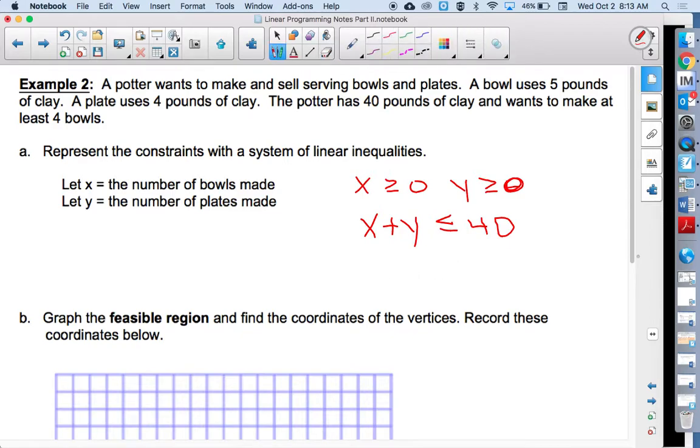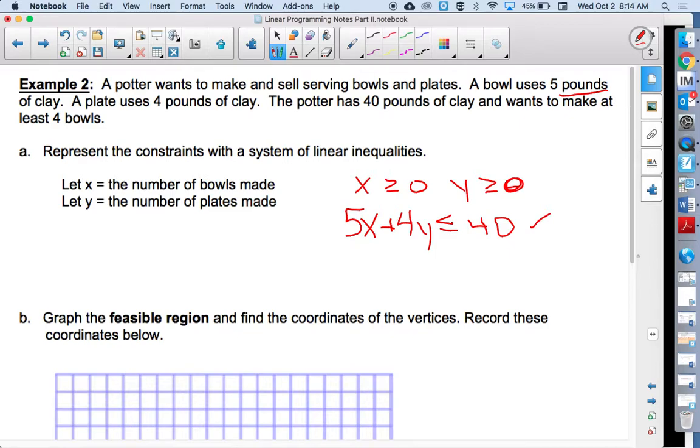Okay. So I agree with the 40, because that's the pounds of clay, but how many pounds of clay does it use to make a bowl? So it would be 5x plus 4y. Right, so 5x plus 4y has to be less than or equal to 40. So we have to take the pounds to make a bowl and the pounds to make a plate and include them. Now one of these three needs to be tweaked a little bit more. This one's good.